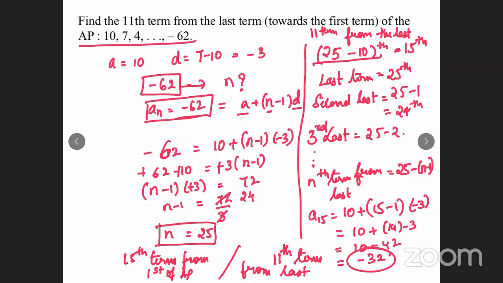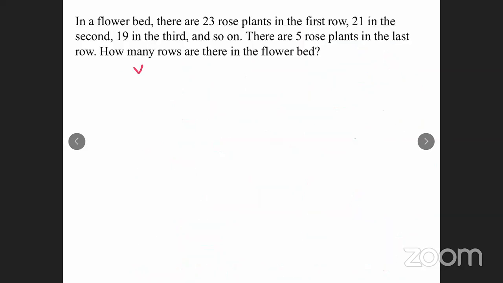In a flower bed, there are 23 rose plants in the first row. Let us consider these are the plants. And in the second row, there are 21, and similarly 19, and so on up to the last row.